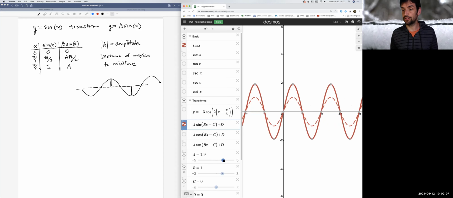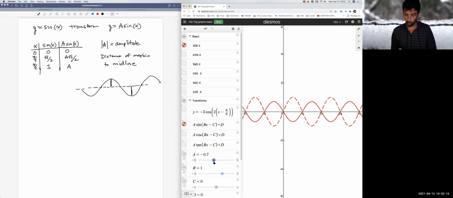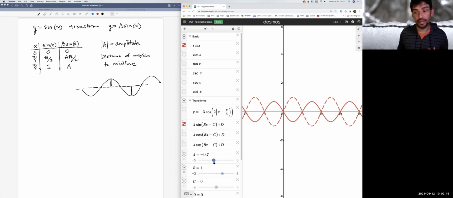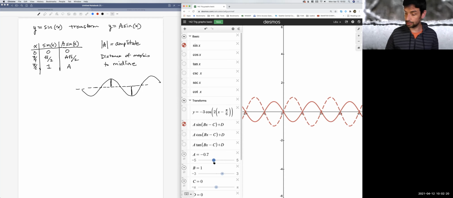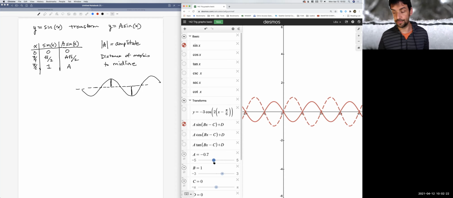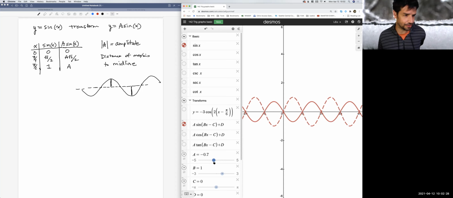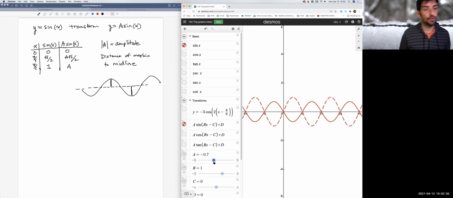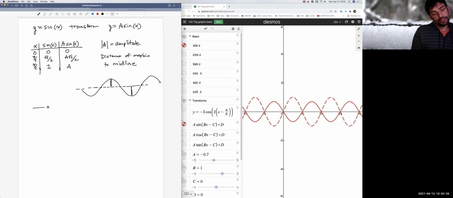So the negative determines whether or not we flip it first, and then the size of A, the absolute value of A, determines whether we stretch it or compress it, okay? And so that will be our A value, the amplitude of the function. We'll talk more about the midline in just a bit. Actually, let's jump to that. I feel like I'm pinned into going in the order of A, B, C, D, but there's no good reason for that. So let's jump to that midline.